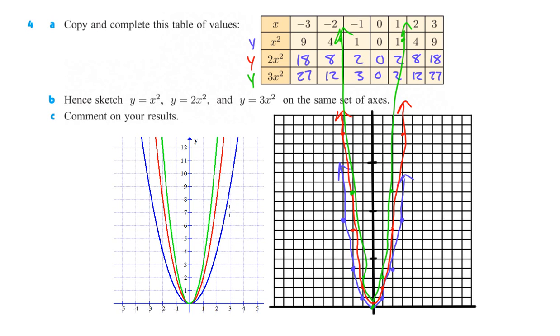The blue is the original, red is the 2x squared, and green is the 3x squared. The comment should be something about how it's getting stretched vertically. It was here, and now it's getting stretched. It goes up twice as fast. This one actually goes up 3 times as fast as the blue one.